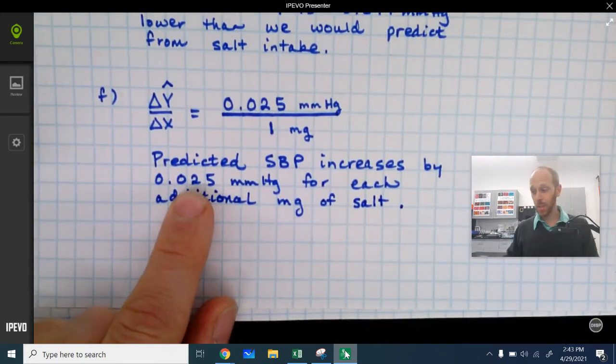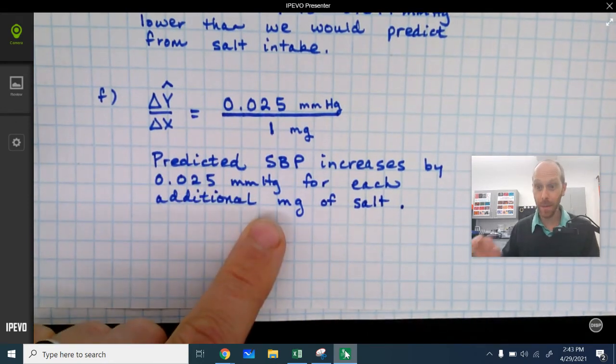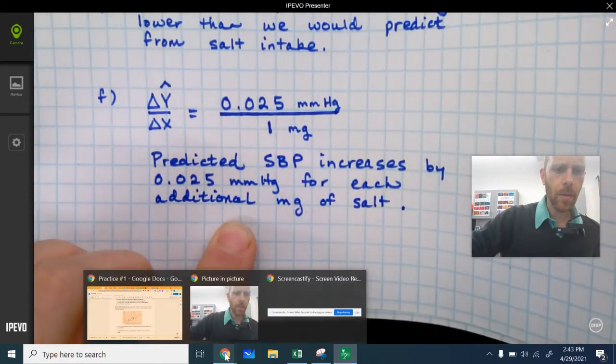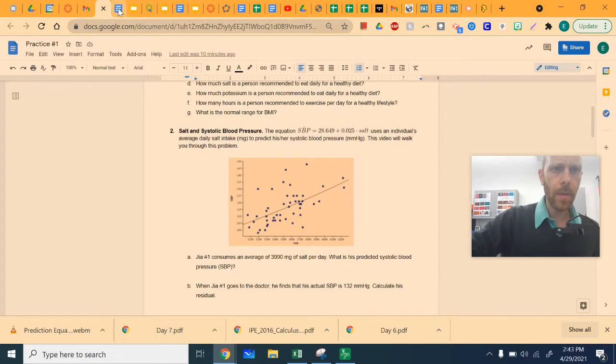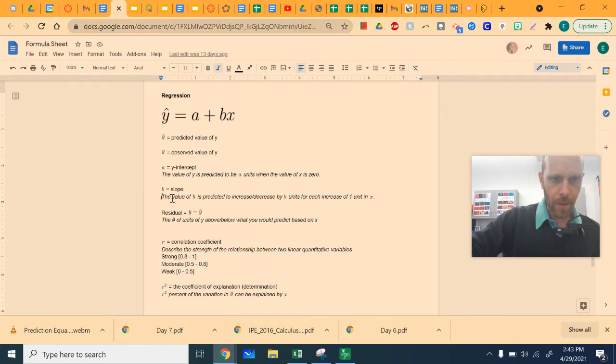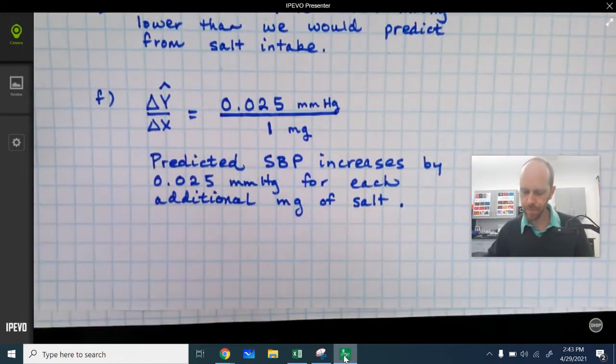Now, this may seem like a small number, but let's keep in mind that 1 milligram of salt is microscopic. If this sentence is tricky for you, if it's confusing, I want to remind you that you have this formula sheet, same formula sheet we've been using all year, and under slope, I actually wrote the sentence out. The value of y is predicted to increase or decrease by whatever the slope is for each additional unit of x. So you can always use that sort of template right there to help you figure this out.